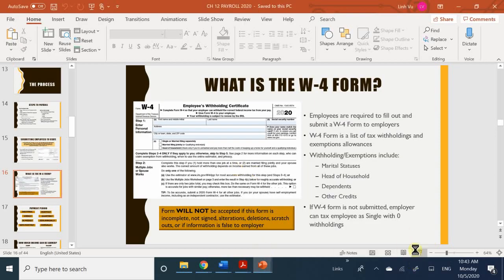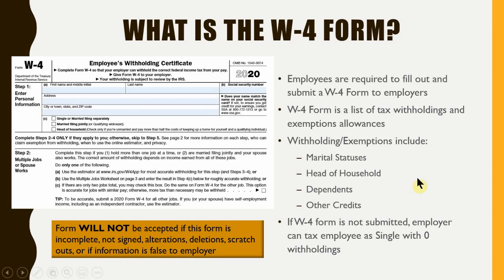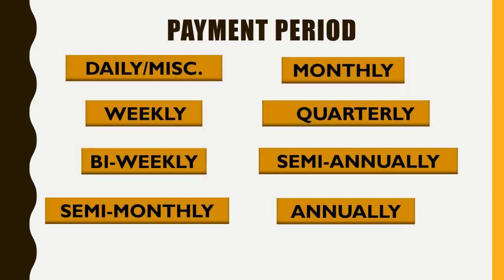All right. So let's get back to this. Okay, so that is mandatory when you have employees. You need to have this form. Right? So now the third one is to establish what kind of payment period you want.